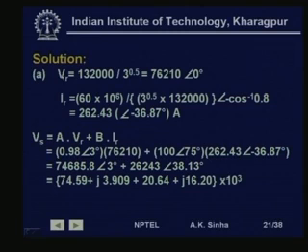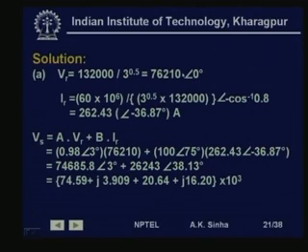Now, for the receiving end, we have been given the voltage as 132 kV line to line. So, we divide it by root 3 to get the phase voltage, which comes out to be 76,210 volts, that is 76.21 kV, and we are choosing this receiving end voltage as a reference voltage. So, we fix its angle as 0 degree.